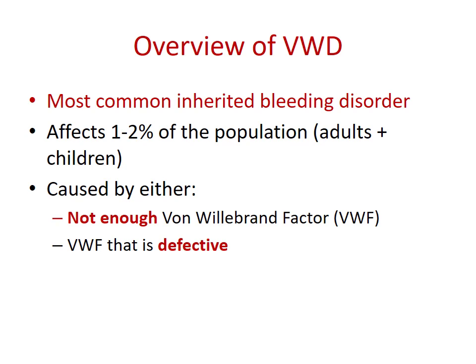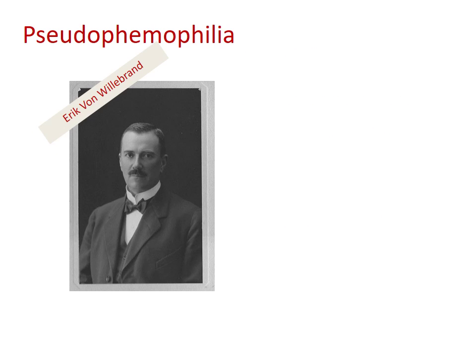Von Willebrand's disease is the most common inherited bleeding disorder. It affects 1 to 2% of the population and is caused by either not having enough von Willebrand's factor or having von Willebrand's factor that is deficient. Von Willebrand's disease was first described in the early 1920s by a Finnish physician, Dr. Erik von Willebrand, who labeled it pseudohemophilia.